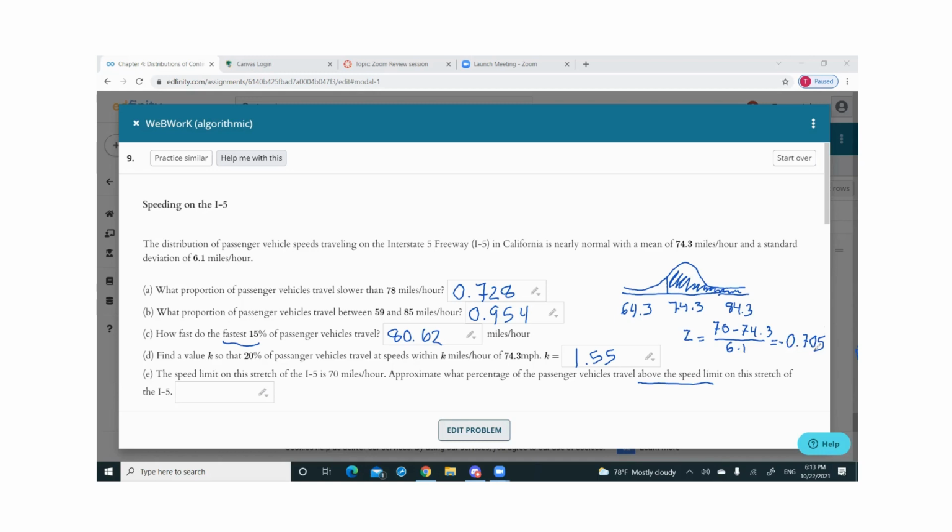Now this number will be our lower. So we're going to go to our calculator, second vars, and normal CDF. Our lower will be negative 0.705, and our upper will be E99. Our mean will be 0, and our standard deviation will be 1. And we will get 0.760 when we round.